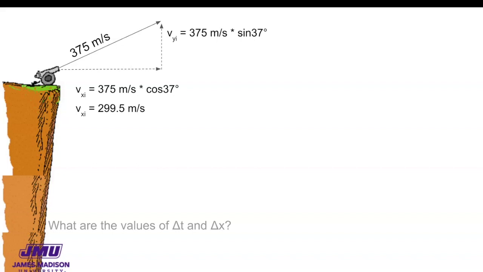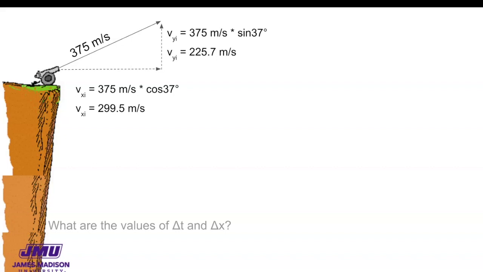The initial velocity in the y direction will be the opposite side of this right triangle. So it's the 375 meters per second times sine 37 degrees. And if I put that into my calculator, I get that it is 225.7 meters per second. But this is different because in the y direction, as soon as the cannonball is fired, it's experiencing gravity pulling down on it. So its upward velocity is constantly being pulled downward. It's going to eventually stop going up as it continues moving to the right the entire time. This projectile will stop going up and start coming back down.